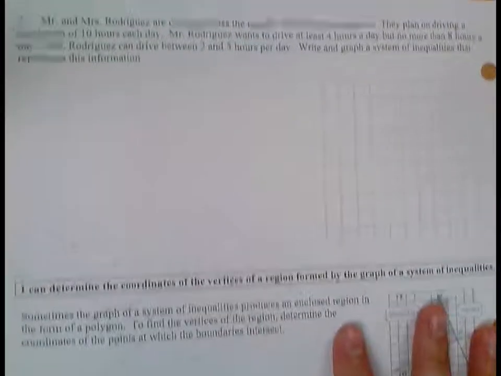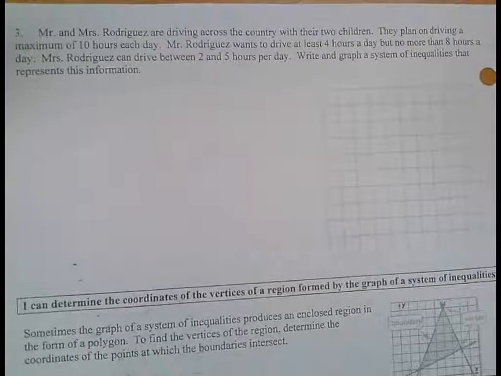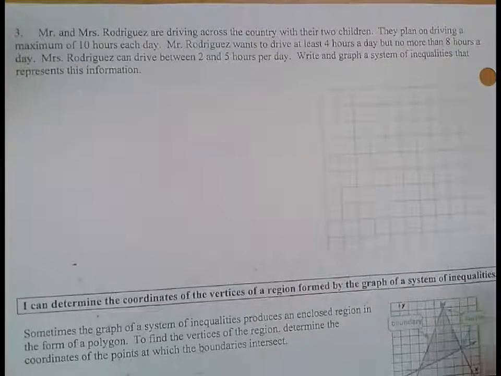All right, number 3, we're going to actually go through together. This is one where you have to set up a system of inequalities, and there's actually 5 inequalities you have to write for this one. So I want to make sure we all get them all and you understand them. So it says, Mr. and Mrs. Rodriguez are driving across the country with their 2 children. They plan on driving a maximum of 10 hours each day.